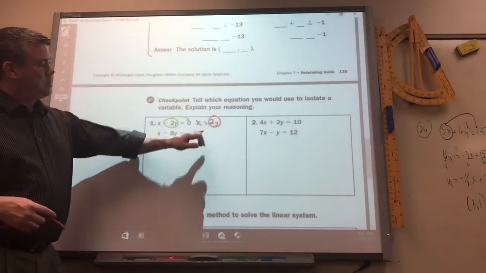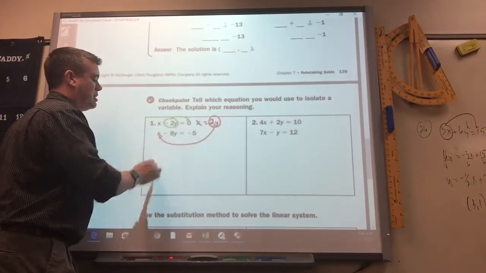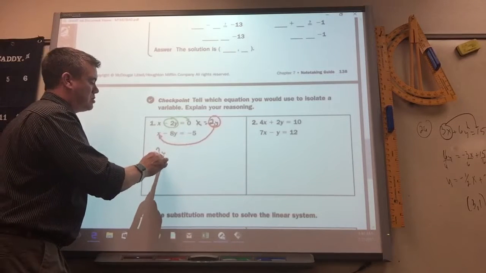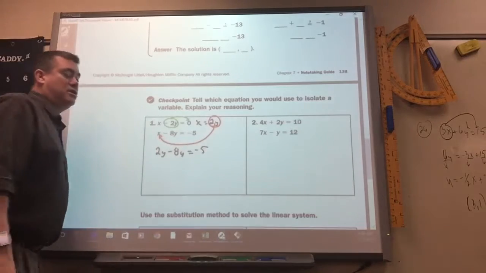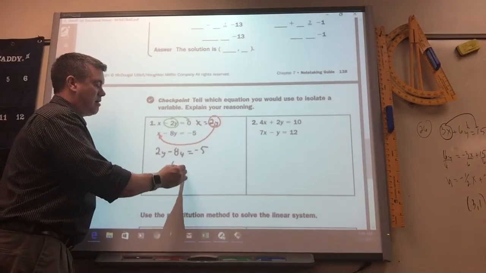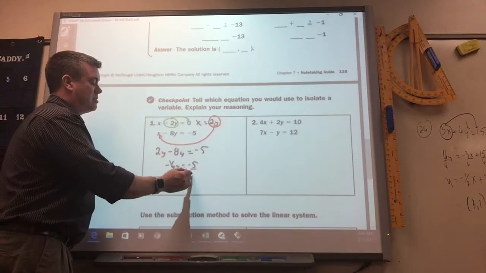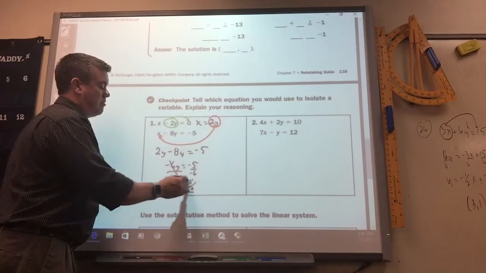So what you got to do is put the 2y in for the x in the other equation, rewrite it, so 2y goes there, and then you solve it. 2y minus 8y is negative 6y. Then we divide by negative 6, and we get a fraction. 5/6.